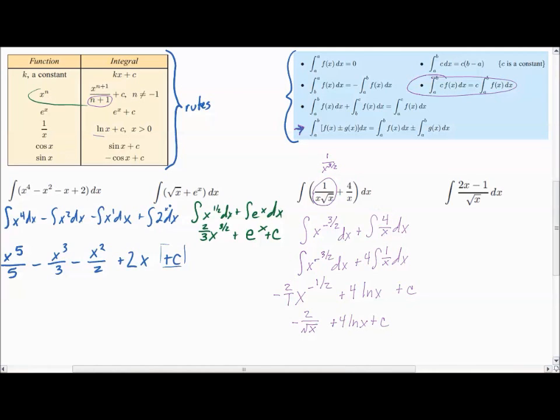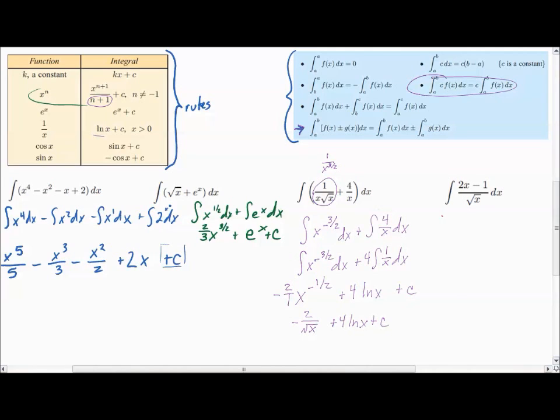Now this last one is probably the most difficult of the bunch, and so let's go ahead and do it. We've got 2x minus 1 over root x. Now you may recognize this as being something, when we did the derivative, this would have to be a quotient rule, right? We would have something on the top and something on the bottom. Well, technically it doesn't have to be a quotient rule. We can change it up, because we don't have a quotient rule for integrals. In fact, we don't have anything that's going to help us out with this.